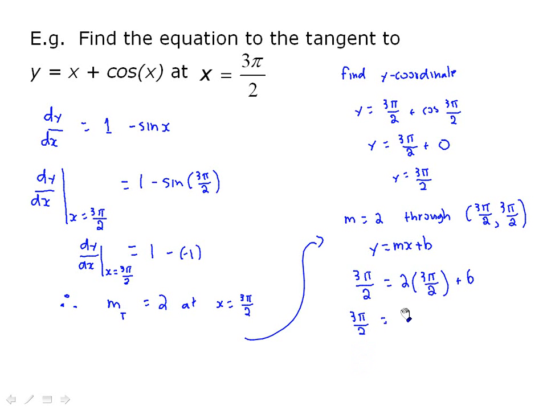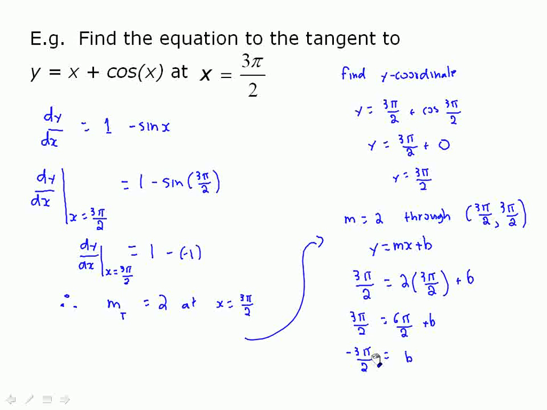2 times 3 pi over 2. Now I know you normally would cancel the 2's out, but I'm going to write that as 6 pi over 2 because I see that I want to get a common denominator with this. And when I isolate the b, I will get 3 pi over 2 minus 6 pi over 2. So that's minus 3 pi over 2.